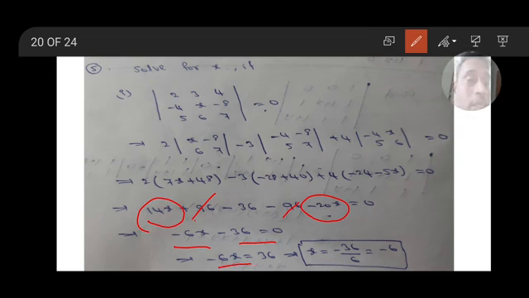So minus 6x equal to 36. Minus becomes plus. So x equal to minus 36 by 6, that is minus 6. 6 ones are 6, 6 sixes are 36. Okay, that is the answer.